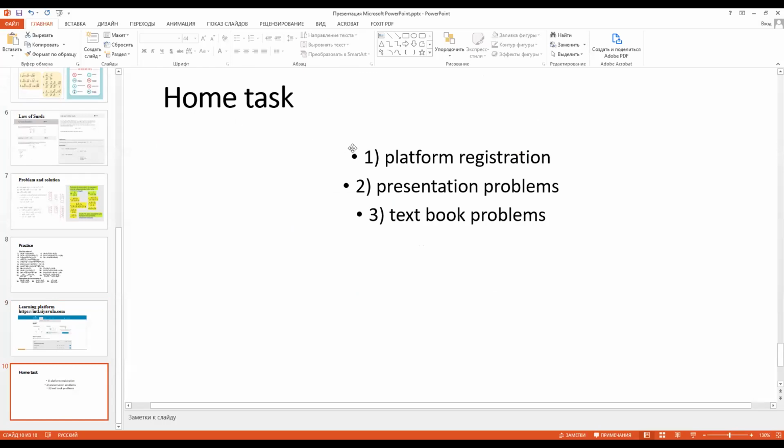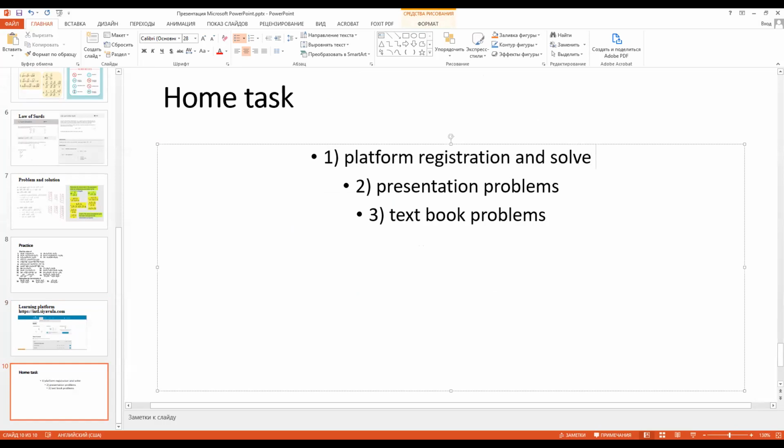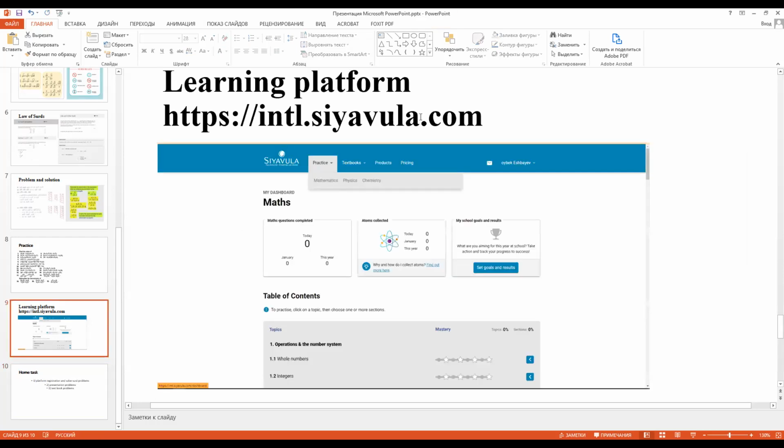Write down your home task. You have to register for the platform and solve problems on this platform. How is it named? The platform? This one. I will send this link to you. It's not a problem. This is Siyavula.